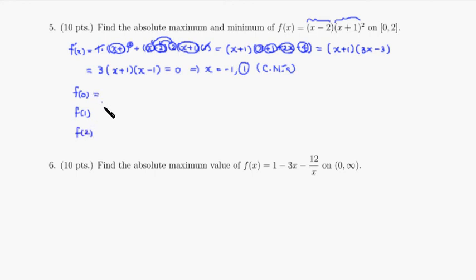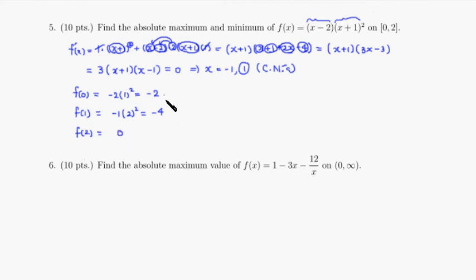So let's find those values. Plug in 0 into the original function: 0 minus 2 is negative 2, times 0 plus 1 is 1 squared, which is going to be negative 2. If you plug in 1, you have 1 minus 2 is negative 1, and 1 plus 1 is 2 squared, so that's going to be negative 4. If you plug in 2, 2 minus 2 is 0, so it's actually just 0.